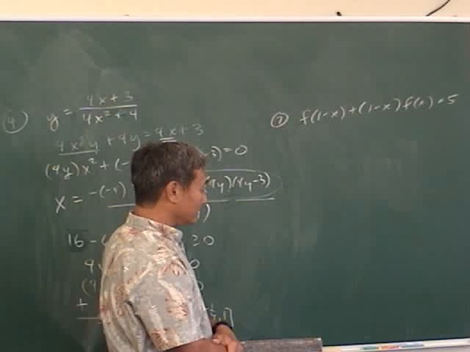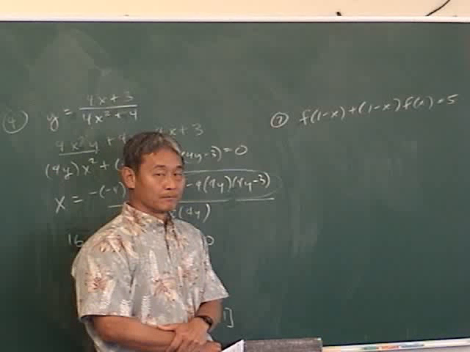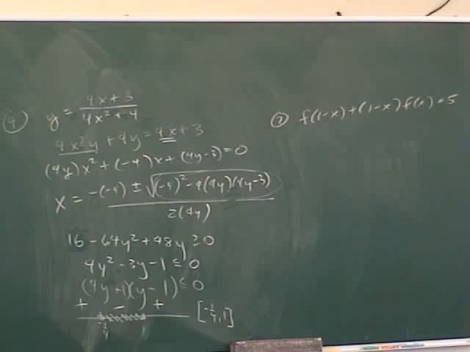How many people did this problem? 2 people. That's it. You should write this down. Period 3, 2. Period 4. Period 6.